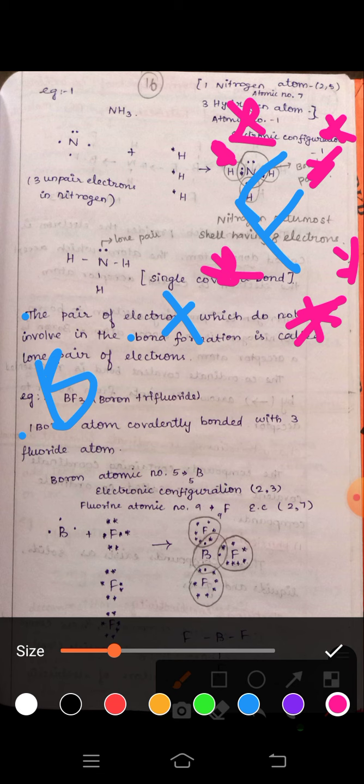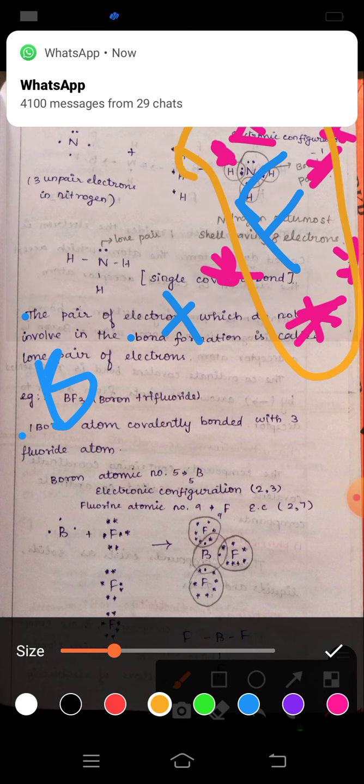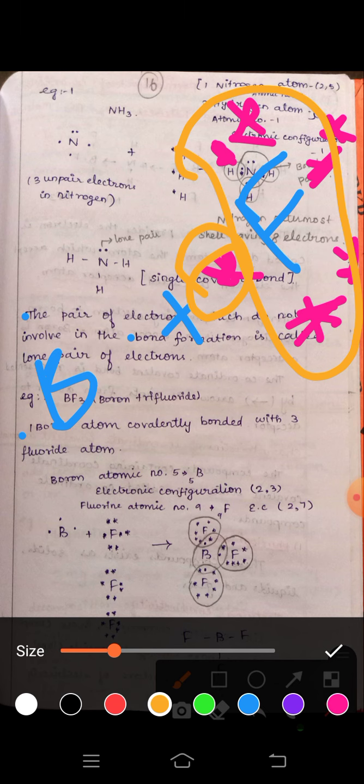So here how many shared pairs of electrons are there in the fluorine atom? There are 3 shared pairs of electrons. 3 shared pairs of electrons are there in the fluorine atom. Only 1 is not shared. Now let us see how. To attain the stable electronic configuration, fluorine needs 1 electron. So totally there are 3 fluorine atoms.